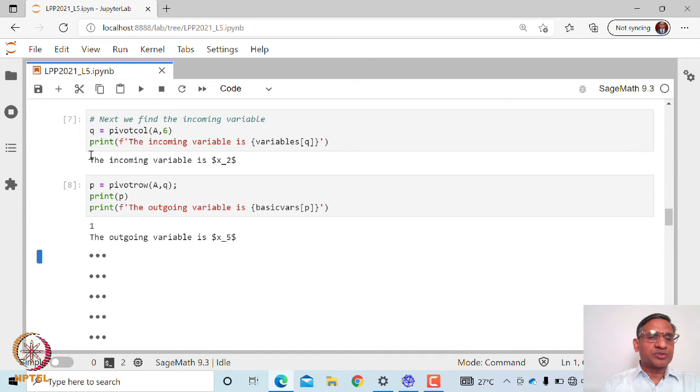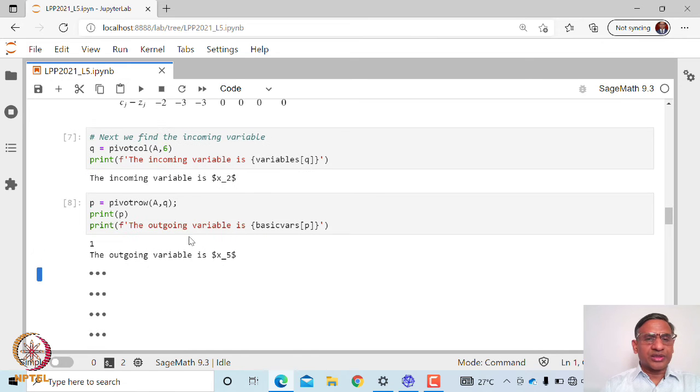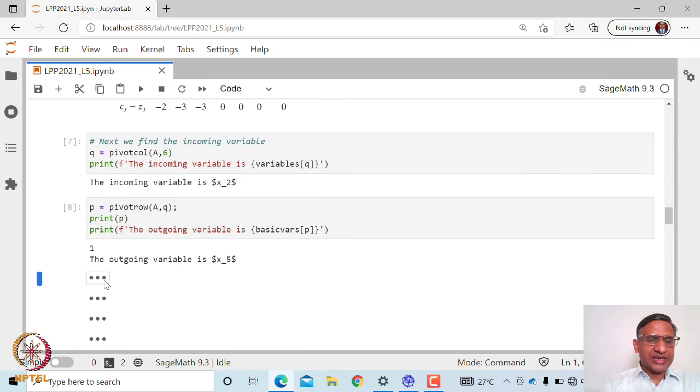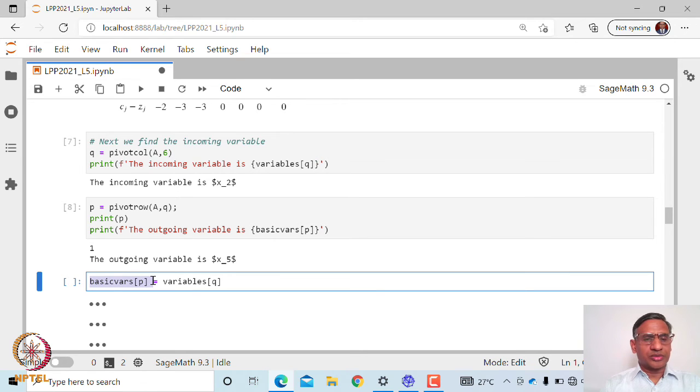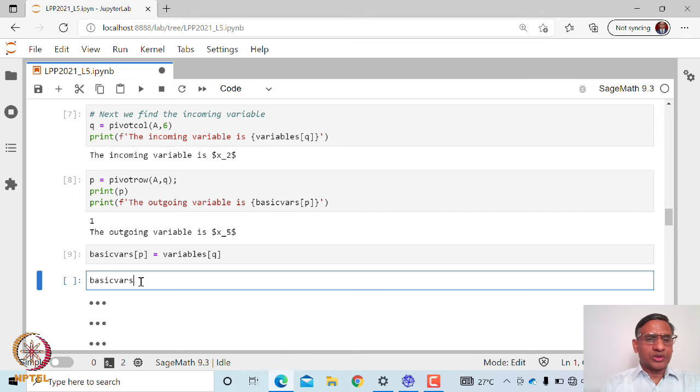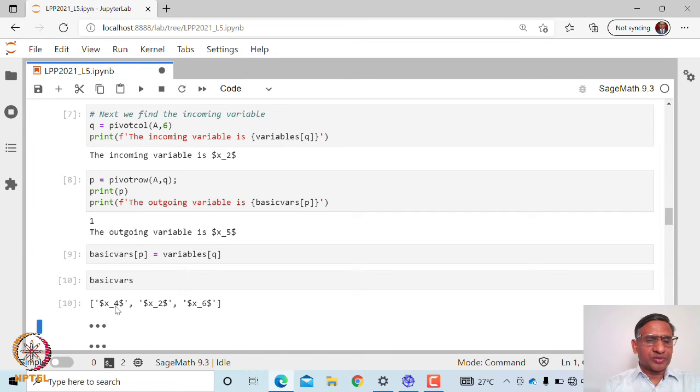Right, so once we have found out what P and Q are, the basic variables at present are x4, x5, x6. Now it will be updated to x4, x2 and x6. So let us update the basic variables. How do we update them? The pth entry in the basic variables will be replaced by the qth entry of the variables. Right, so that is what we have. Now if you want, you can look at the basic variables. It has now become x4, x2 and x6.